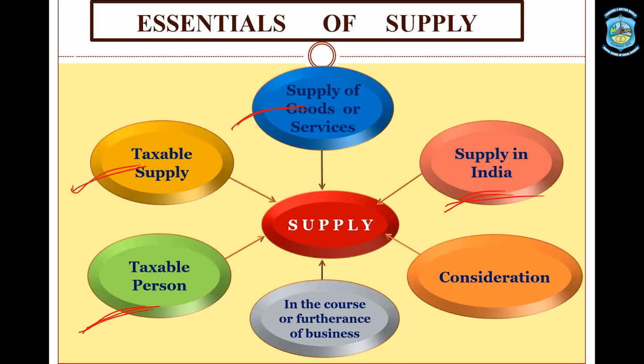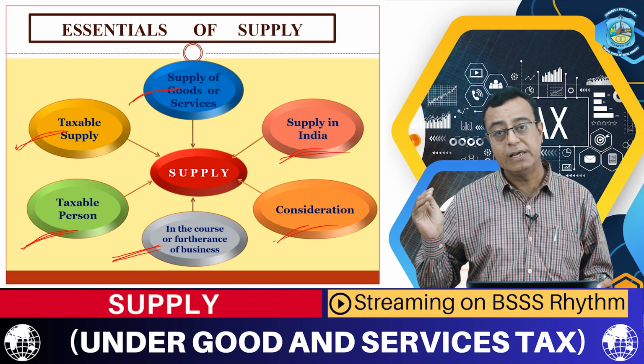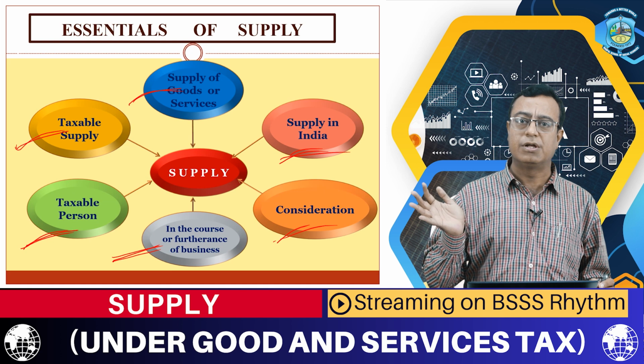For example, we already covered that the supply made by an agriculturist is not a supply because an agriculturist is not a taxable person. Supply should be for the furtherance of the business. Furtherance means the growth of the business, the expansion of the business, meaning it is related with business. Consideration means supply should be with a particular consideration, partly cash, partly kind, or a combination of both.